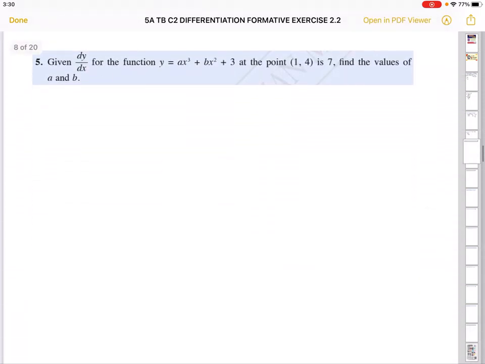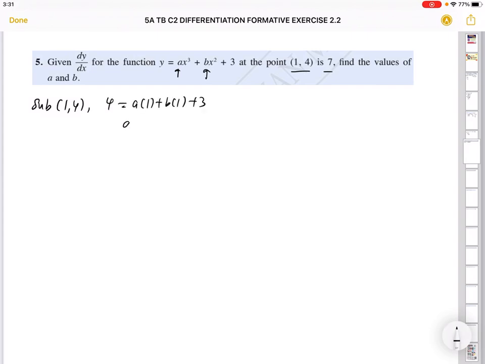Okay, question number 5. Now, given dy/dx at (1, 4) is 7, find the value of a and b. Here, when you have two unknowns in your equation, we have to form two equations. For the first equation, we can just sub in (1, 4). That means my y is 4 when my x is 1. So a + b is now 4. I'll leave it first.